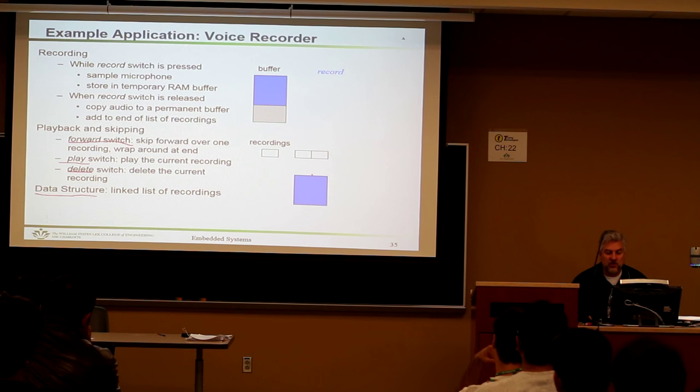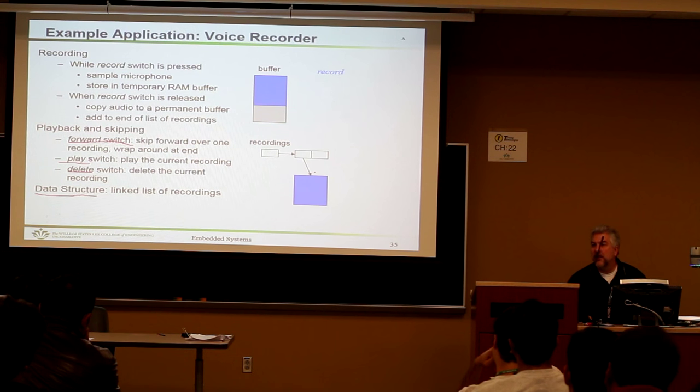So what I'll do is I'll create a structure. And this data structure will have two things. One is it'll have a pointer to the beginning of this utterance. Actually, it'll have three things. One will be a pointer to the beginning of this utterance. It'll also store the length of this recorded voice. And it will then also point to the next one.